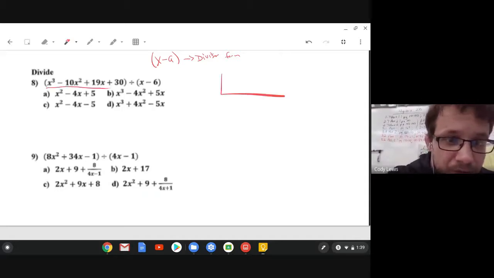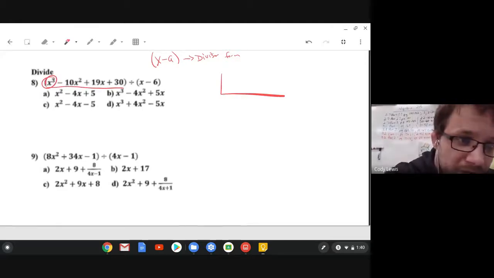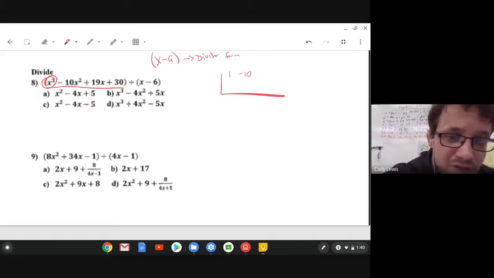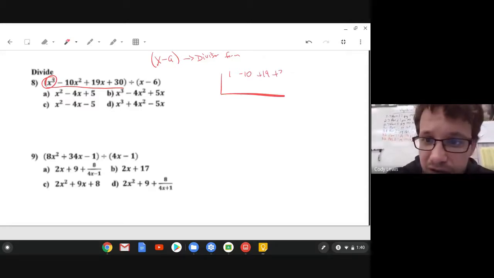So I look here. X cubed, that's not a number, so I'm just going to use the number in front of it, which is 1. Then I look at the negative 10x squared, so I just put minus 10. Then it's plus 19, so I put plus 19. Then I do plus 30.